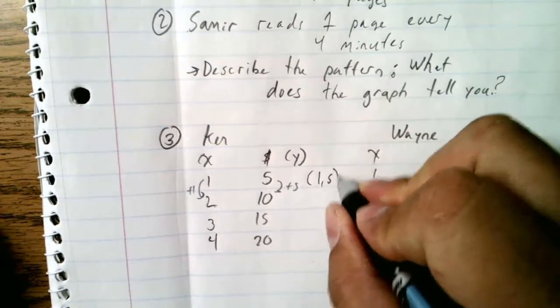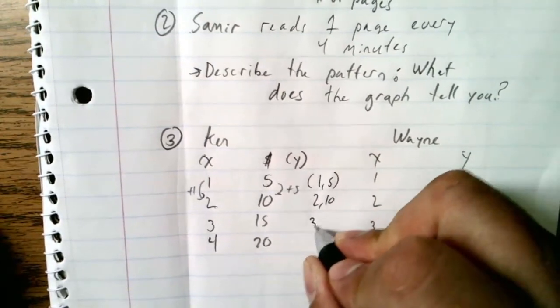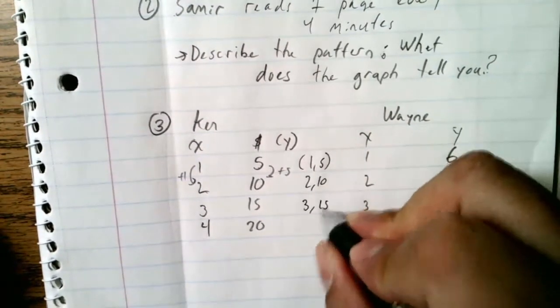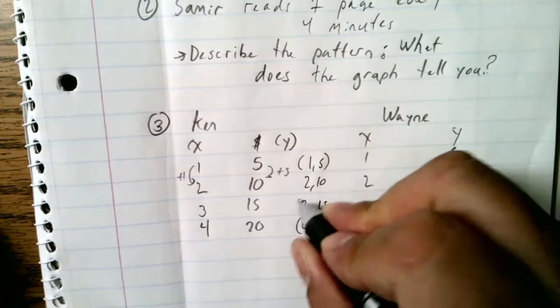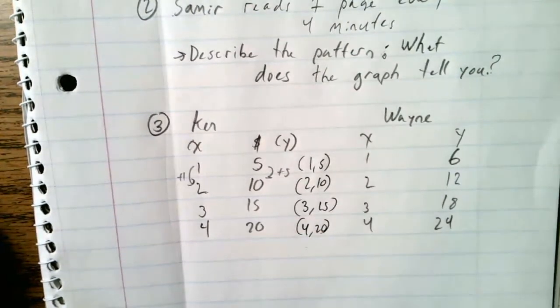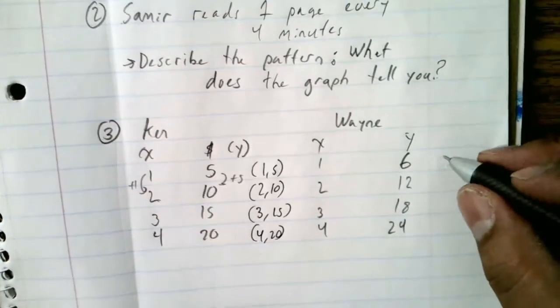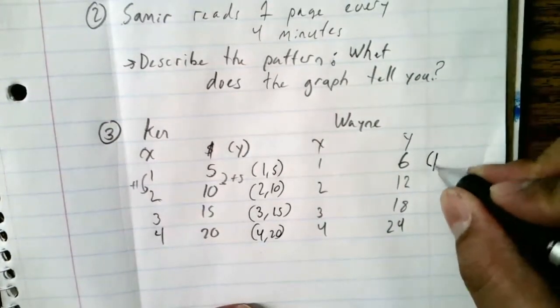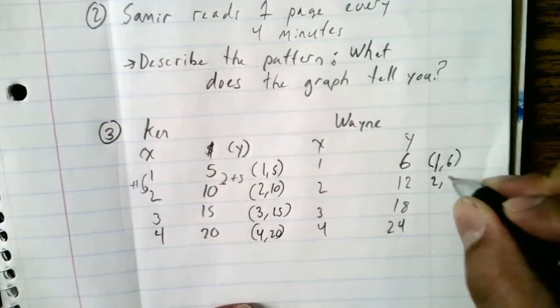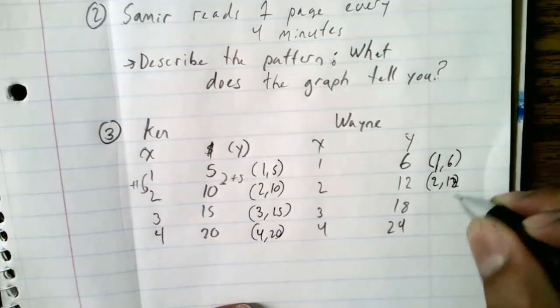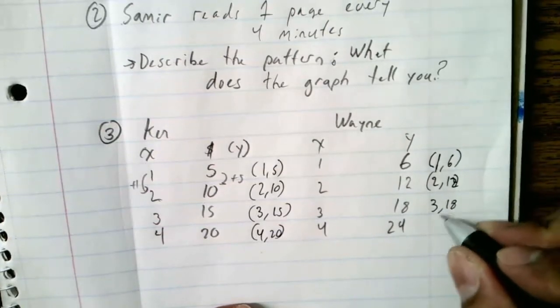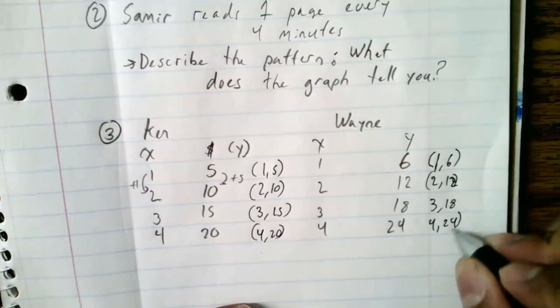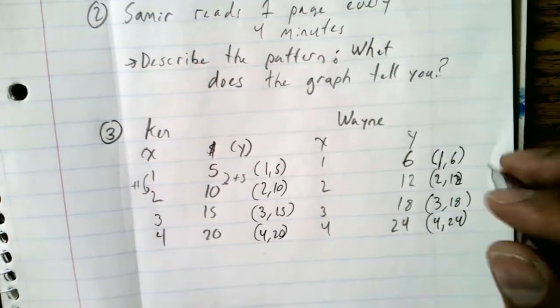So this is 1, 5, 2, 10, 3, 15, 4, 20. And then here on this side we have 1, 6, 2, 12, 3, 18, 4, 24. And that is number 3.